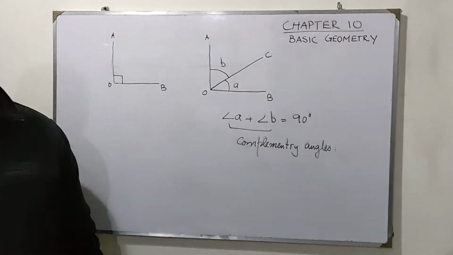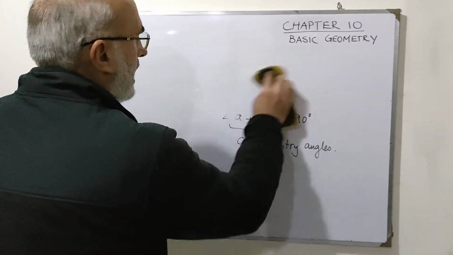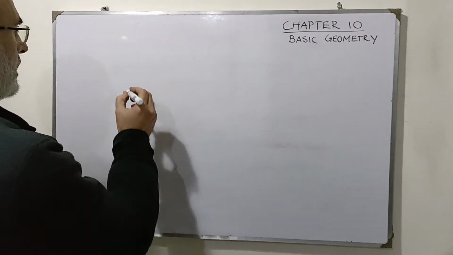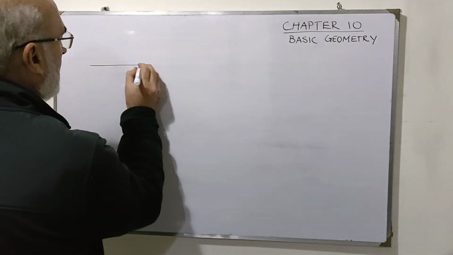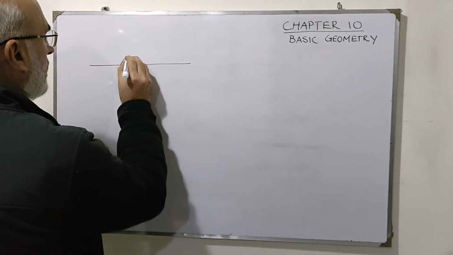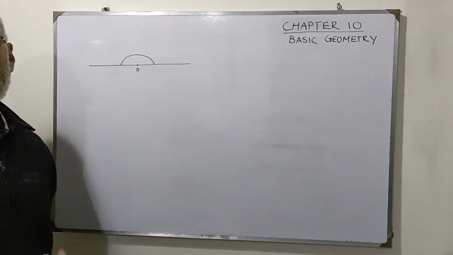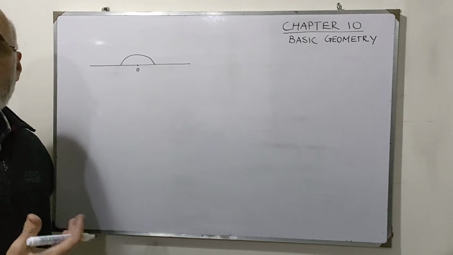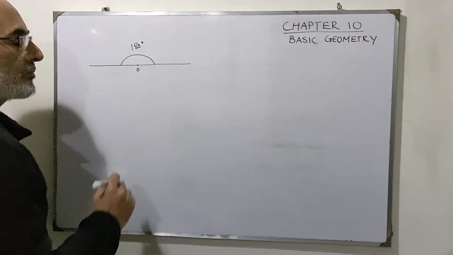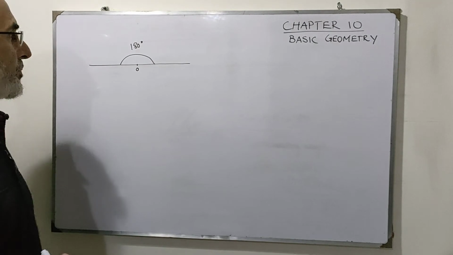Okay. Now let's take another type. We have a straight line, okay, and this is O point, and on this point, on a straight line, what angle do I have? It's going to be 180 degree, right? We can see on the protractor as well, we have 180 degrees.